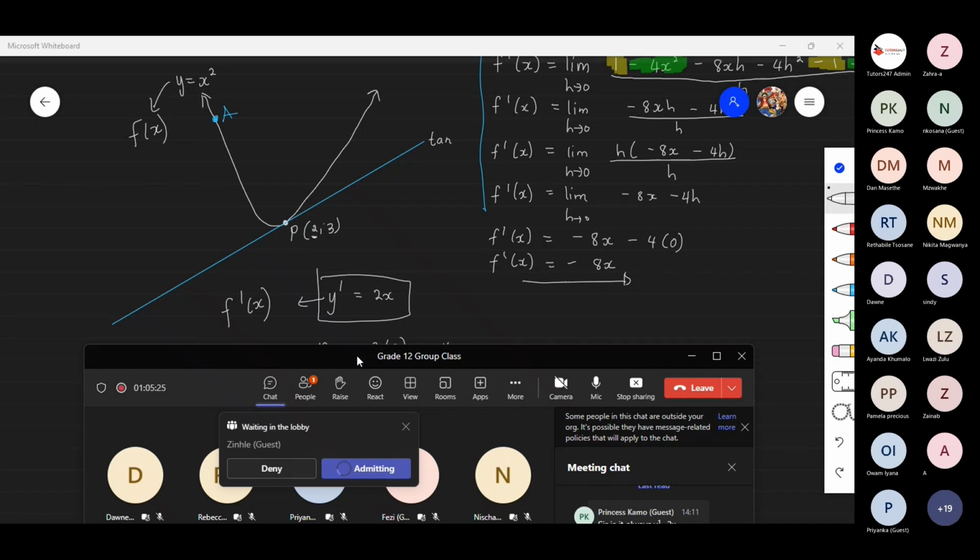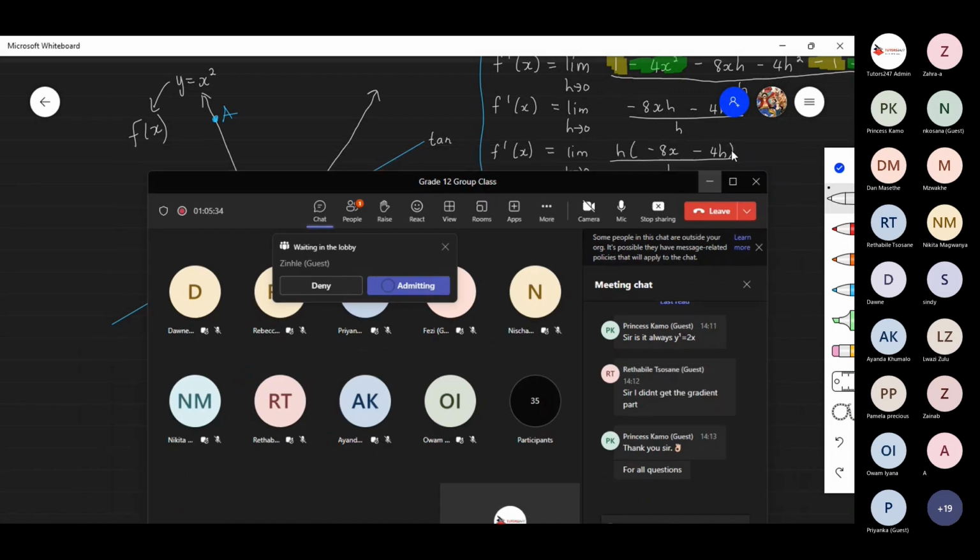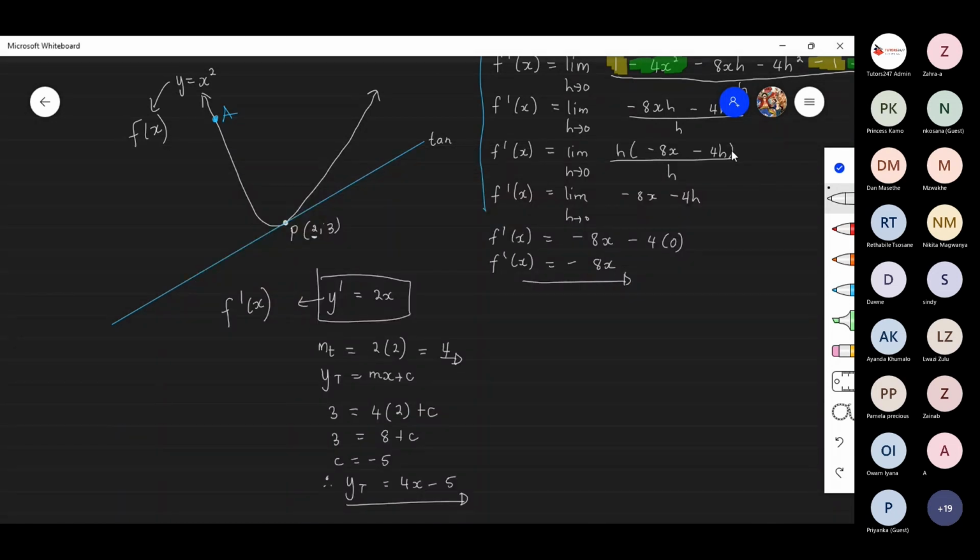Then there's another question. I didn't get the gradient part. OK, so the gradient part, right? All you need to do for the gradient part is to derive. The reason I didn't go back and use first principle to derive is because we've already done that in 7.1.1. That's not important. What I want you to focus on is the process of how we find the equation of the tangent, so that you can apply that process to what we are going to do in 7.1.1. Because keep in mind, we've already found the first derivative, which is negative 8x.